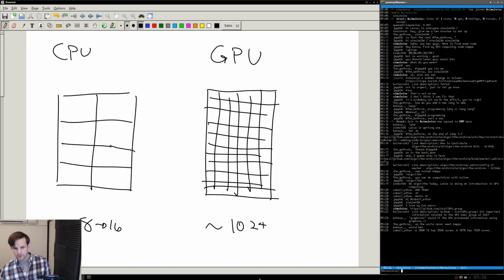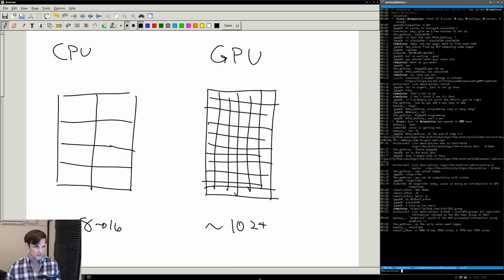Yep, exactly. So what Cobalt Ethan said is correct here. The 1080 Ti has 3584 cores, the 1070 has 1920. The number of cores here actually doesn't matter for a reason we'll talk about later. Let's see, graphical would be the GPU processing information using graphics.